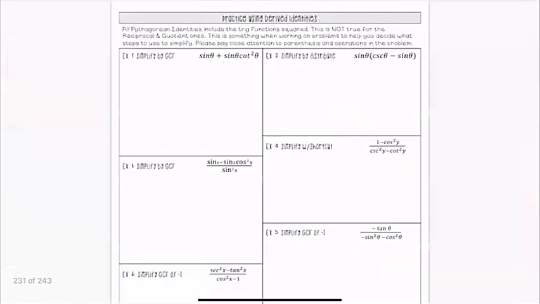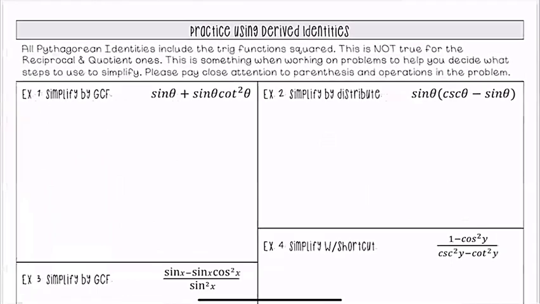Okay, let's try to apply. Up at the top on our practice sheet, it says all Pythagorean identities include the trig functions squared. This is not true for the reciprocal and quotient ones. This is something, when working on problems, to help you decide what steps to use to simplify. Please, please pay close attention to parentheses and operations in the problems.